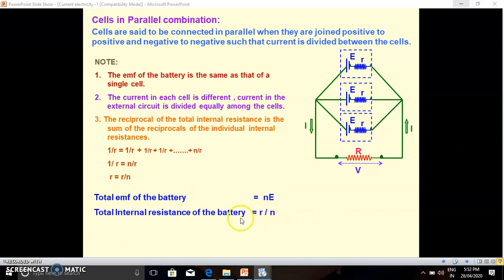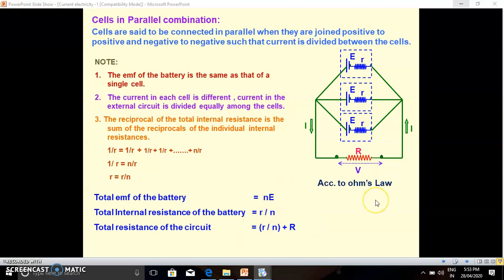Here, to avoid confusion, in place of this r you can write Rp, R subscript P, is equal to r upon n. So total internal resistance of the battery is r upon n. Total resistance of the circuit: we know the external resistance R plus the total internal resistance, that is r upon n. So total resistance of the circuit, internal plus external, is r upon n plus R.